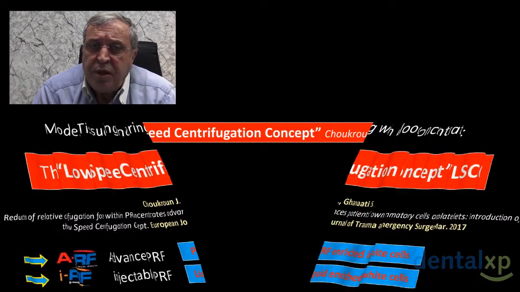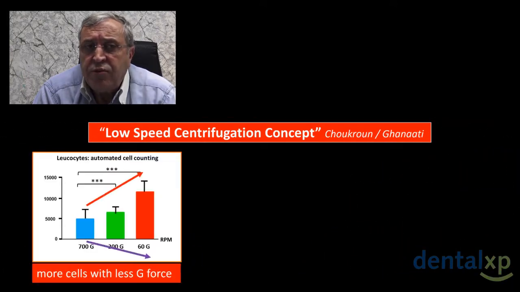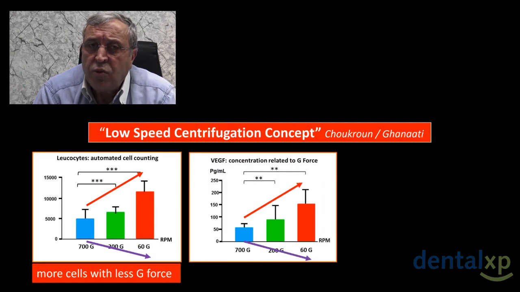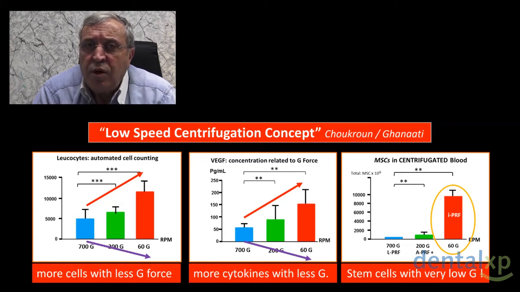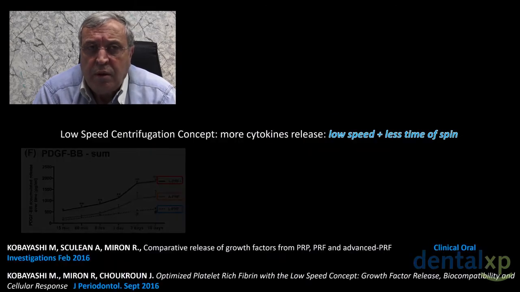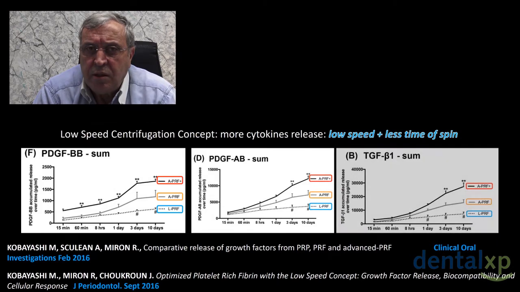This is the low speed concept. When we decrease the G-force, we increase the white cells, simply. When we decrease the G-force, we increase the cytokine release. And when we decrease the G-force, we can get mesenchymal stem cells from the blood. With the low-speed centrifugation concept, we have more cytokines.